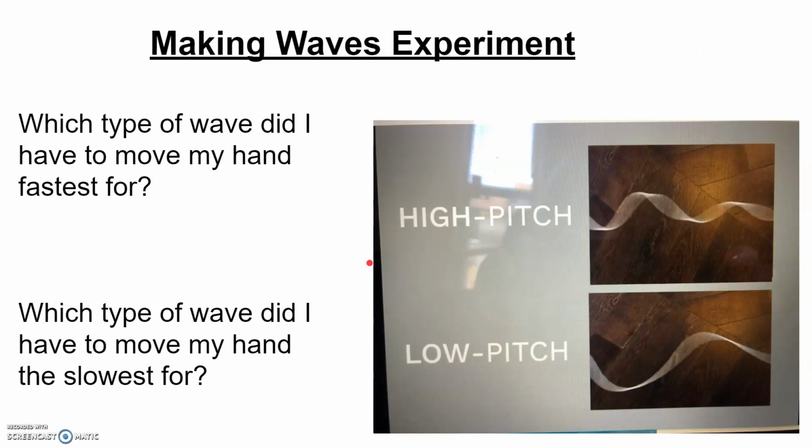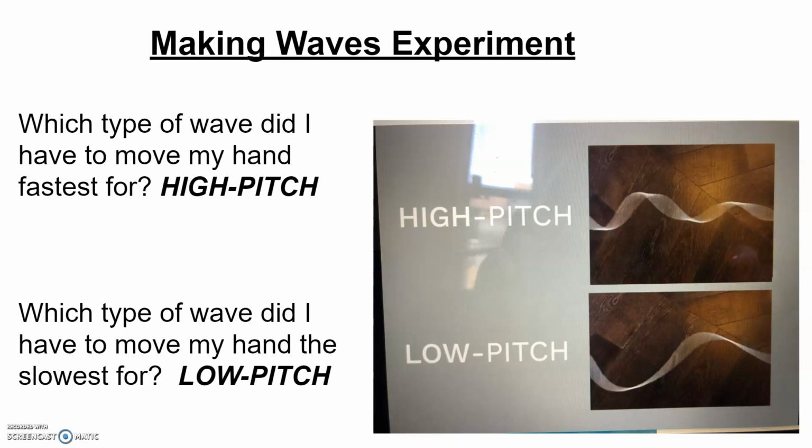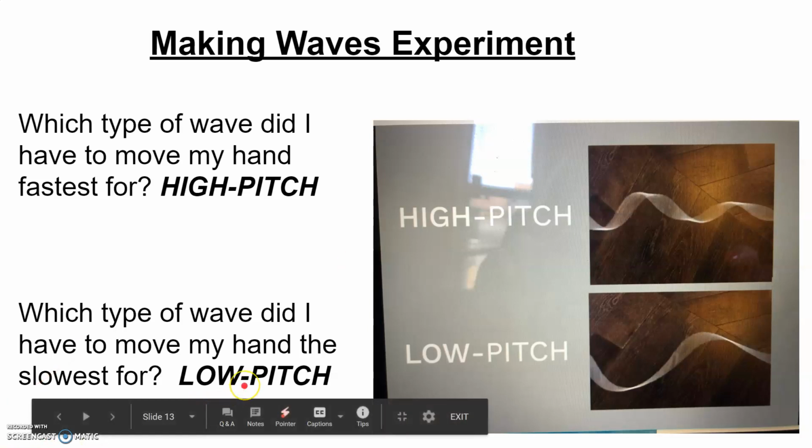So in the Waking Waves experiment that you watched yesterday, I used a rope, and if you had a rope at home, you could have tried this as well. I tried to replicate what a high-pitch wave would look like and what a low-pitch wave was. What type of wave did I have to move my hand the fastest for? High-pitched. So that tells me a high-pitched vibration is a faster vibration. What type of wave did I have to move my hand the slowest for? That was low pitch. So a low pitch vibration is much slower.